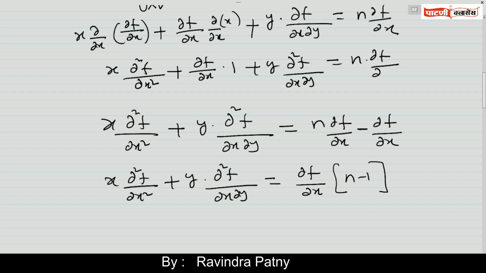Some people call it as a daba also. I do call it as a dou. I don't call it as a daba. I call it as a dou. Okay. So let us call it as equation number 6.